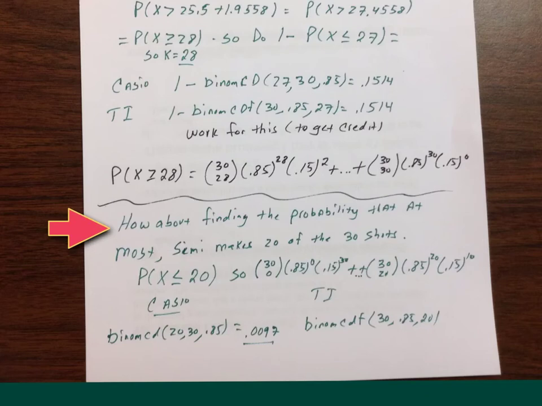30 over 0 times 0.85 raised to the 0 times 0.15 raised to the 30th, plus, and then do the last one, which would be 30 over 20 times 0.85 raised to the 20th times 0.15 raised to the 10th.